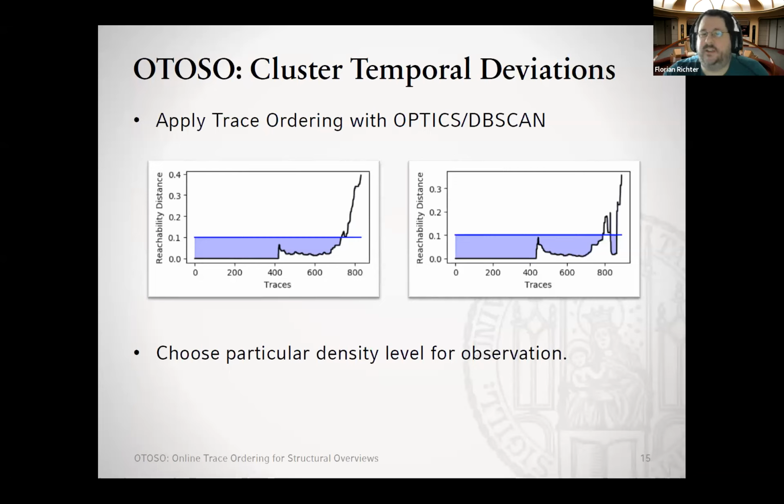OPTICS is then used to define a cluster level, so a neighborhood size. This epsilon variable is used at one point. For example, here is 0.1, and if I cut all the curve intersection parts here, I can separate different clusters from each other. So I said the valleys are the clusters. For example, in the left one, there is one large cluster because there is just one area below this threshold.